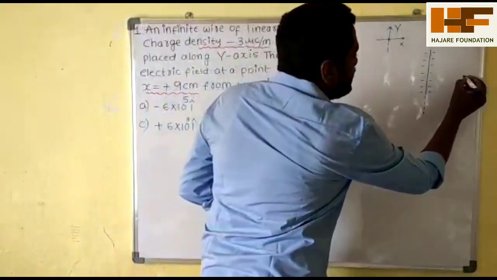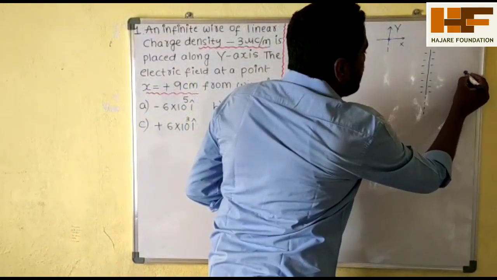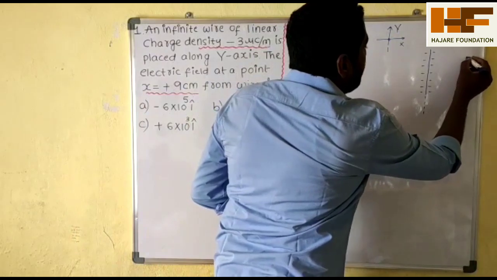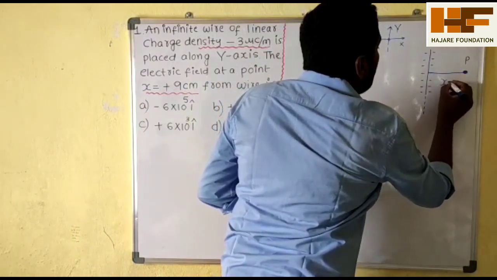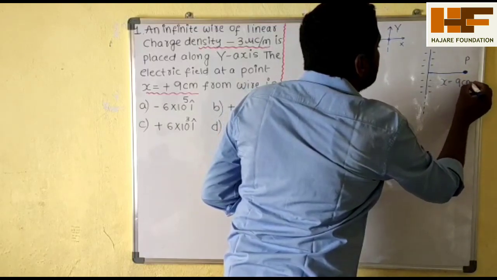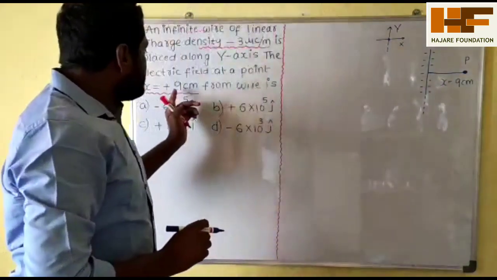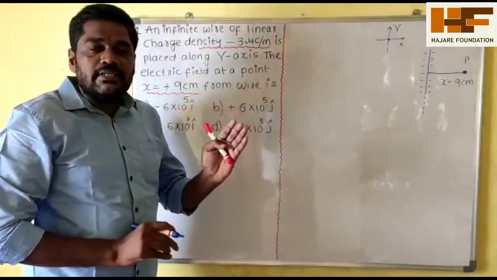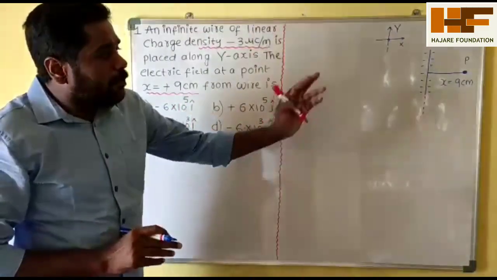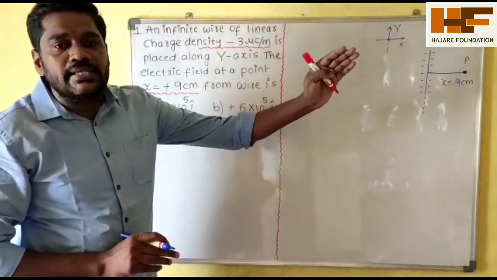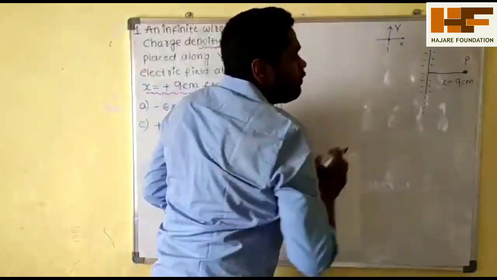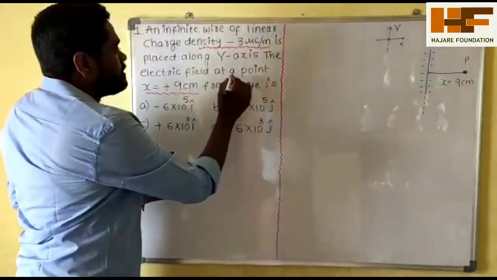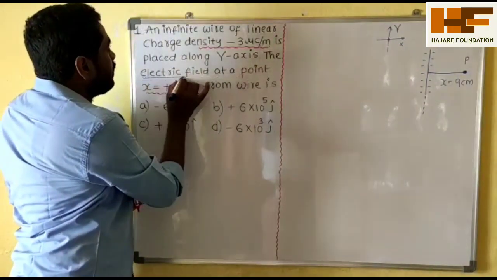Therefore, let us take this as the point we have to measure, say point P, and this distance they have given is x equal to 9 centimeter. The plus symbol, plus 9 centimeter, just indicates that the point of measurement P lies on the right side of the wire. So at this point P, we have to measure the net electric field.